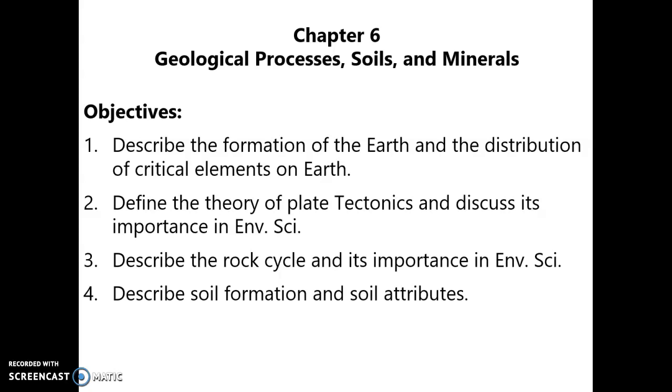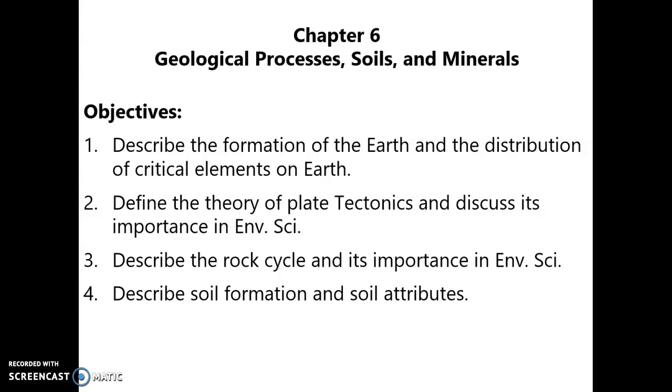The fourth objective: describe soil formation and soil attributes. Soil is a mixture of minerals, rocks, geological components, and organic components. And soil formation begins with a barren rock that doesn't have any of this mix and proceeds over a long period of time to become more and more mature soil.